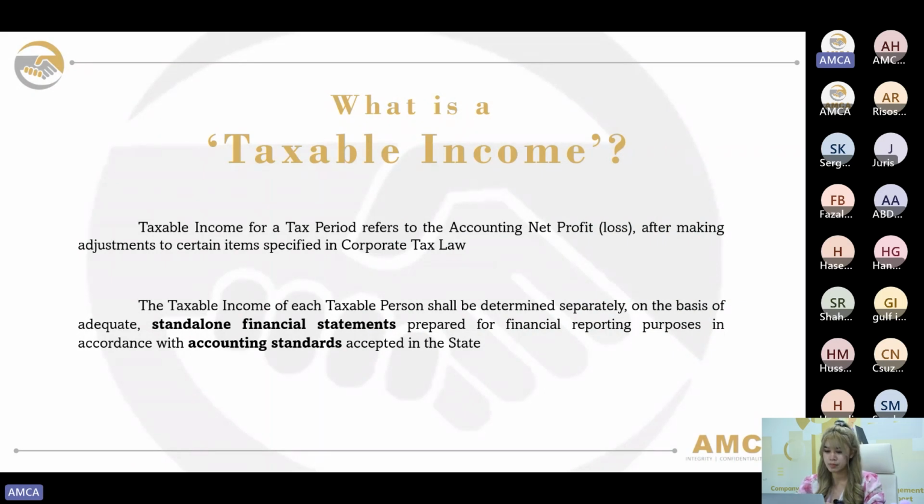The taxable income of each taxable person shall be determined separately on the basis of adequate standalone financial statements prepared for financial reporting purposes in accordance with the accounting standards accepted in the state. This ensures that each taxable person uses common accounting standards to determine their taxable income while providing flexibility. Further, having a standard on the preparation of accounts promotes more efficiency, reduces compliance costs and provides a base that follows the international standard. So a person subject to corporate tax must compute their taxable income by reference to their tax period, which is usually the financial accounting period of the company.